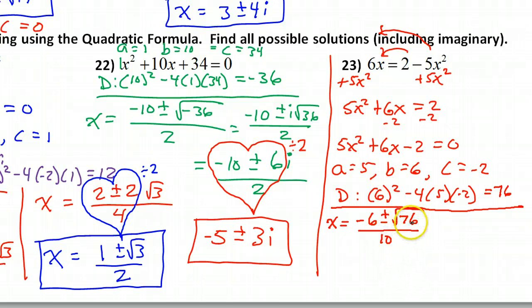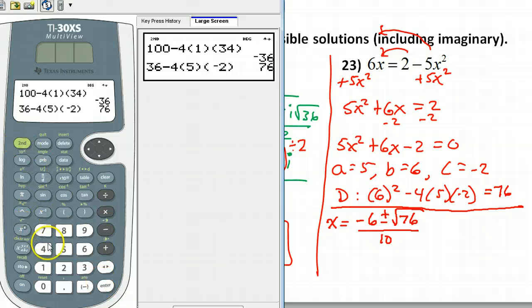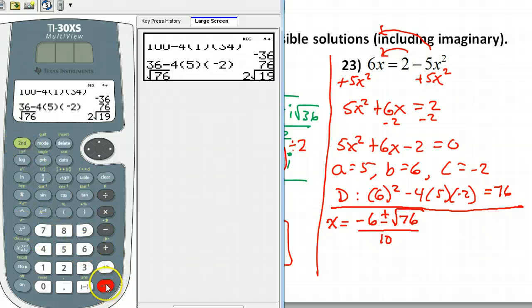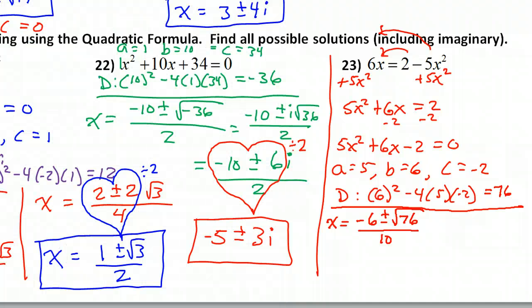Let's see what we get if we do the square root of 76. Alright, square root of 76 is 2 radical 19. So this is x equals negative 6 plus or minus 2 radical 19 over 10. See the heart about to happen? Alright, here's the heart right here.